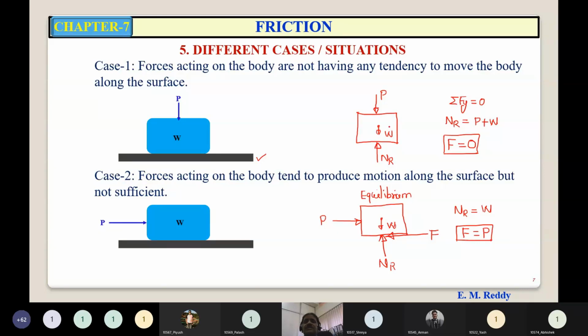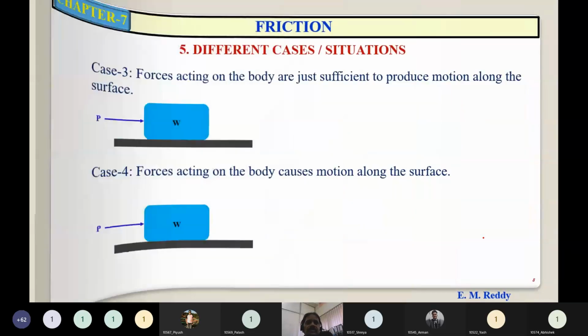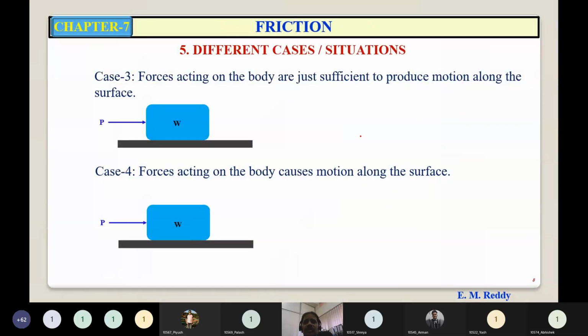See, in the first case, the forces are not having any tendency to move the body, hence the friction force is 0. In the second case, the applied forces are not sufficient to produce the motion, and the magnitude of friction force is equal to the applied force. So the third case: the forces acting on the body are just sufficient to produce motion along the surface. What is the meaning of this? The body is on the verge of motion, which means the body is in impending motion.